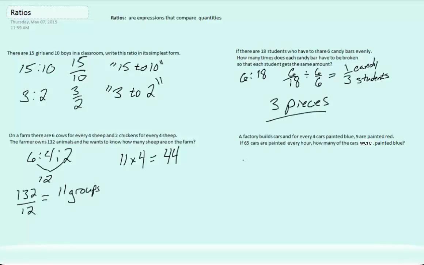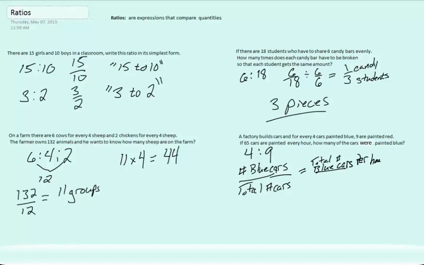For our last example, we have a factory that builds cars, and for every 4 cars painted blue, 9 are painted red. If 65 cars are painted every hour, how many of the cars were painted blue? So we have 4 blue cars for every 9 red cars. We're going to set the number of blue cars over the total number of cars equal to the number of blue cars per hour over the total number of cars painted per hour.